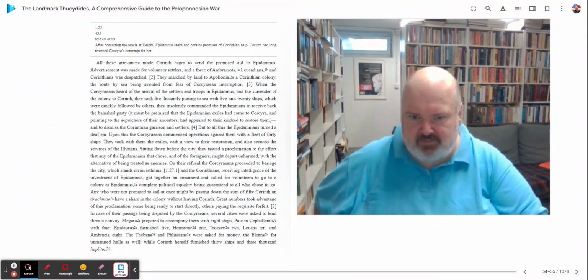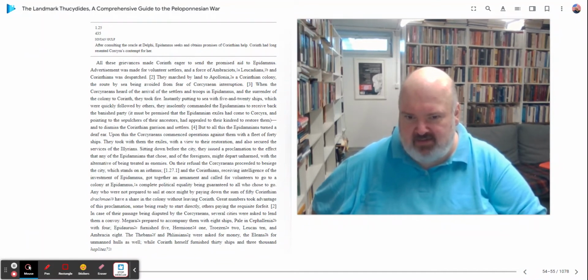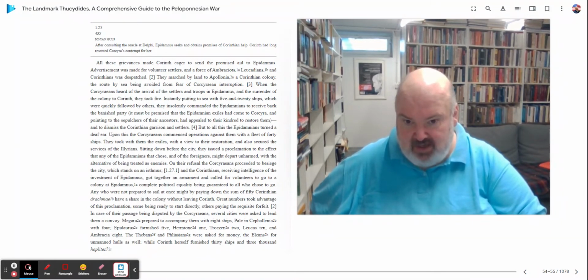Now, what does this mean? It's 5 and 20. Is it 25 ships or 5 and 20? So 5 groups of 20. Okay, so that's 100 ships, with which were quickly followed by others.